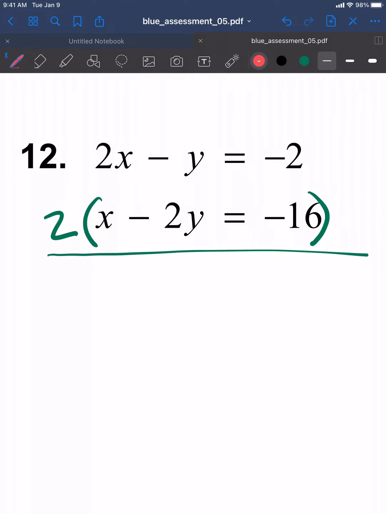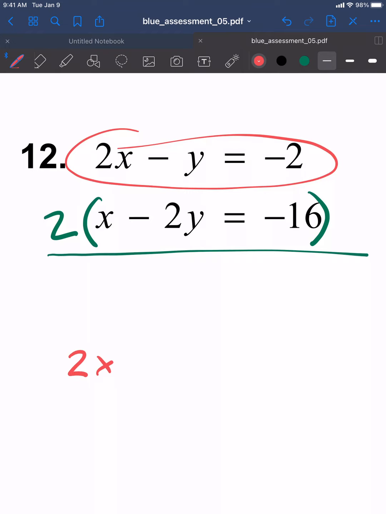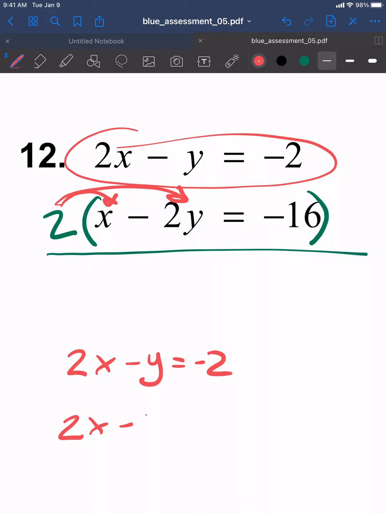What I suggest doing is rewriting this first equation. I'm going to rewrite it down here: 2x minus y equals negative 2. Now I'm going to distribute and rewrite my next equation. What is 2 times x? 2x. What is 2 times negative 2y? Negative 4y. What is 2 times negative 16? Negative 32. Okay.